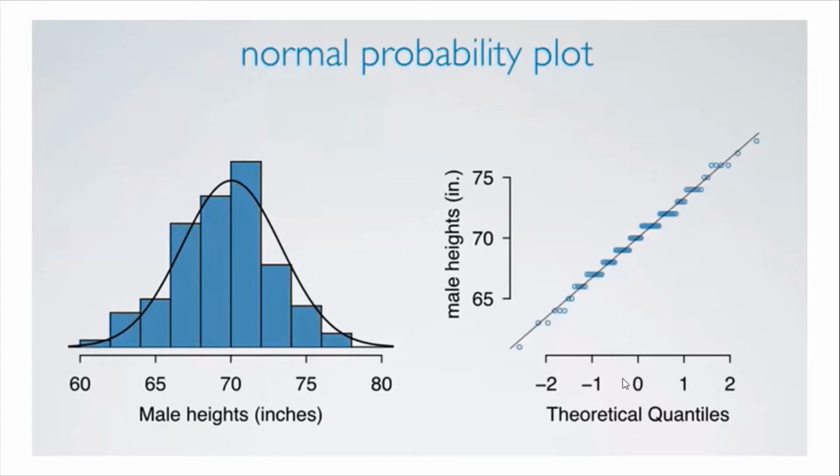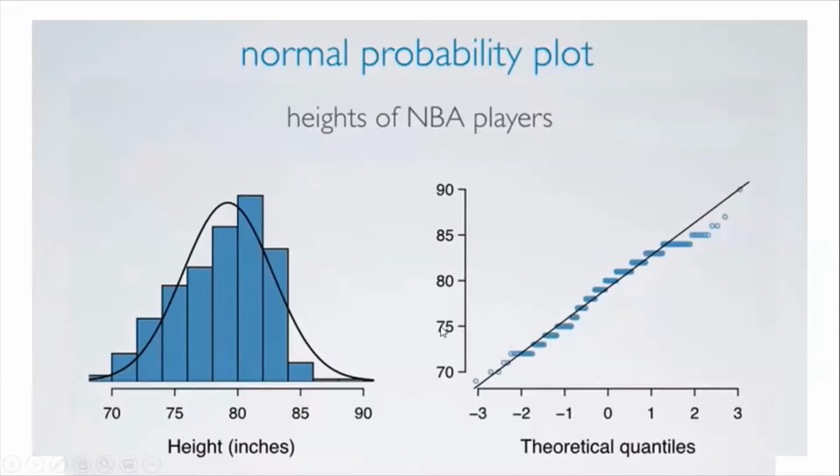So you can look at this one, then you can look at this one. How do we interpret this? You have a black solid straight line. If the data points fall exactly on the black straight line, then it's called a normal distribution. If not, if there are patterns, then it is not normal. So let's discuss this.